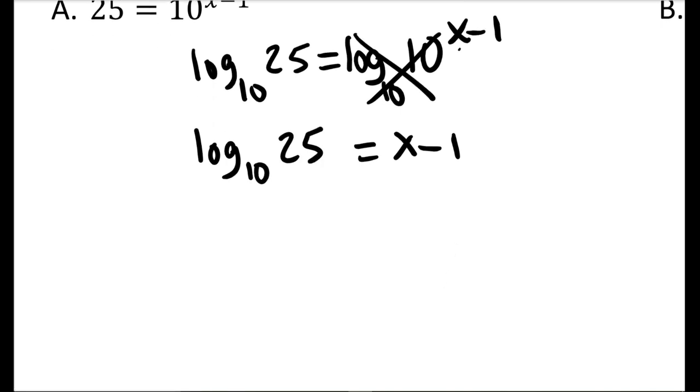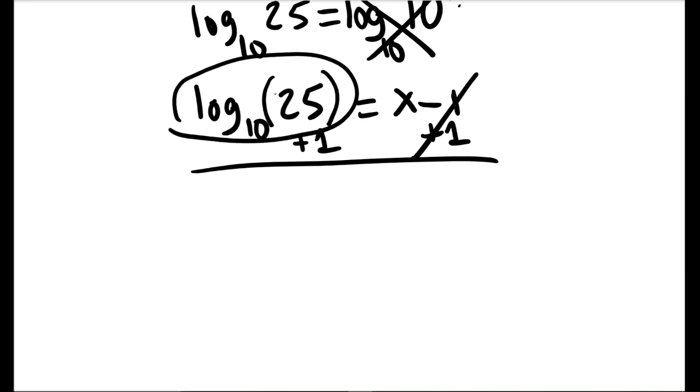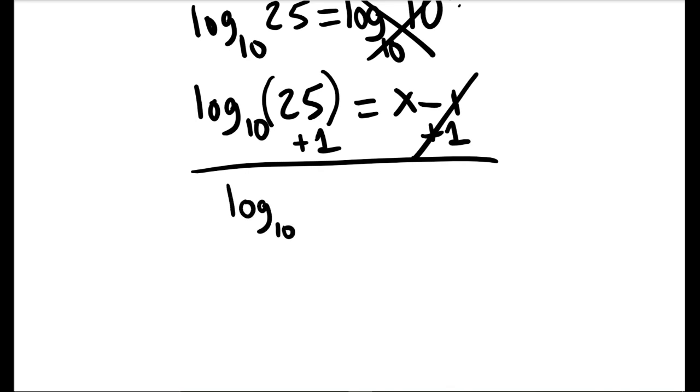All right, so now we're going to solve for x here. Now we're going to add 1 to both sides. Let me be clear here. You're not going to add the 1 to the 25. That is not something that you can do. The reason is that the 25 goes with the log, okay? The 25 is attached to the log. This log right here is one number, like some kind of decimal. So when you do this, you have log base 10 of 25 and then plus 1 on the outside. And this is equal to x, okay?